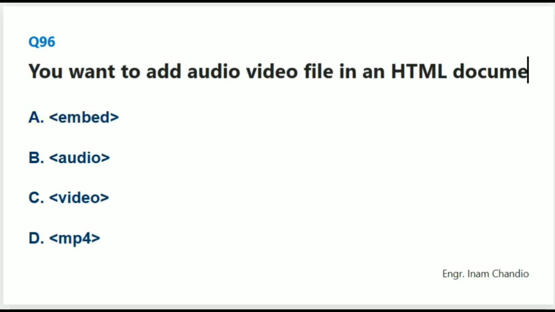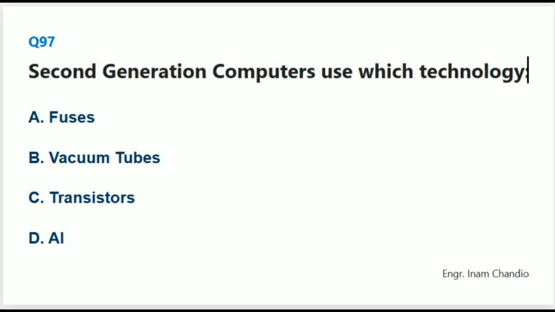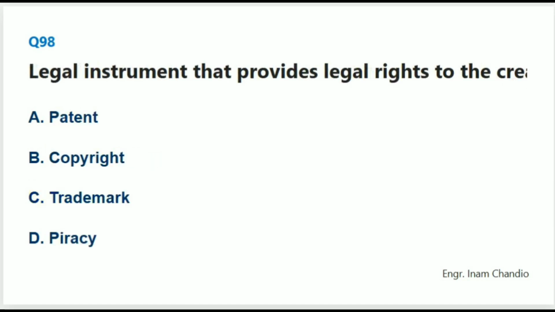You want to add an audio-video file in an HTML document using the tag. The correct answer is C. Video. Second-generation computers use which technology? The correct answer is C. Transistors. Legal instrument that provides legal rights to the creator of artwork, literature, or a work that conveys information or ideas. The correct answer is B. Copyright.